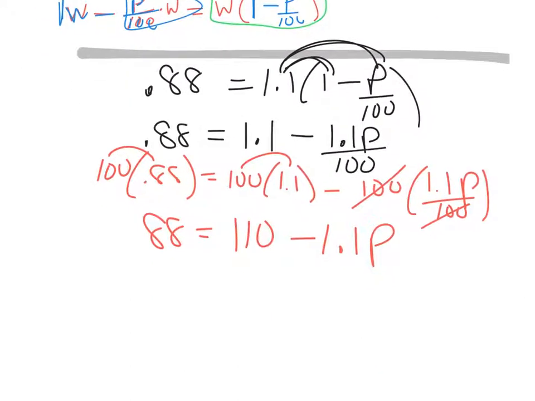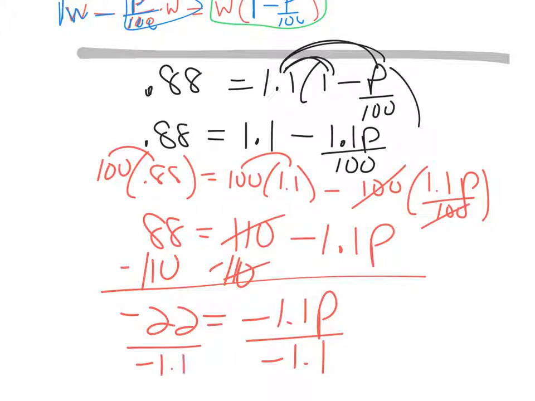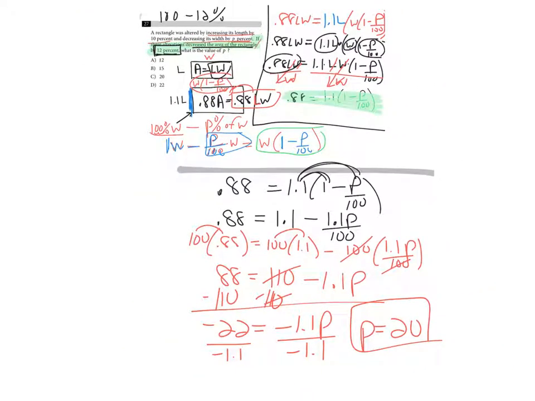And here when I subtract 110 on both sides, I'm going to have negative 22 equals negative 1.1p. And if I divide both sides by negative 1.1, I'm going to get p is equal to 20. P is equal to 20, or answer choice C.